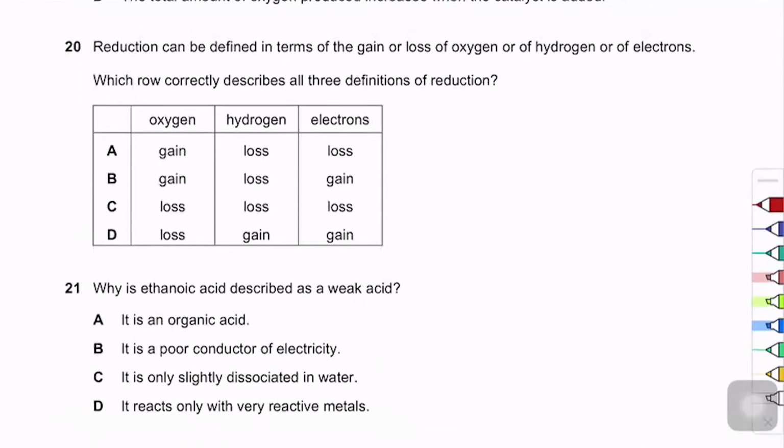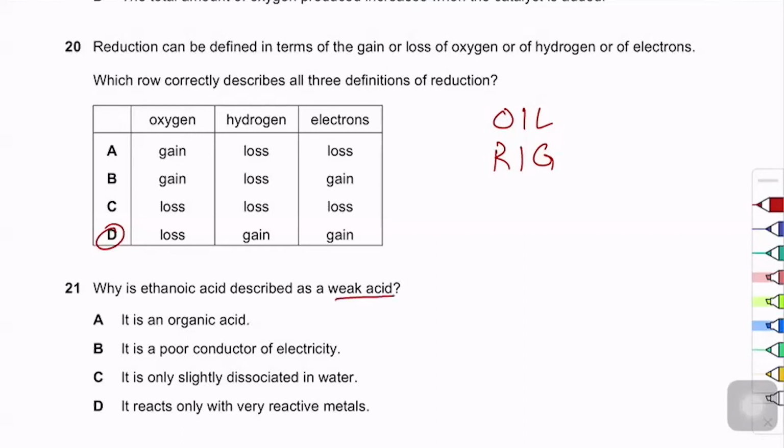Reduction can be defined in terms of gain or loss of oxygen or of hydrogen or of electrons. Okay, that's the reduction. Which row correctly describes all three definitions? So oxygen loss. Okay, so for electrons, we know OIL RIG. Oxidation is loss, reduction is gain. So gain of electrons, gain of hydrogen. And there's only one option with that. So there is D.